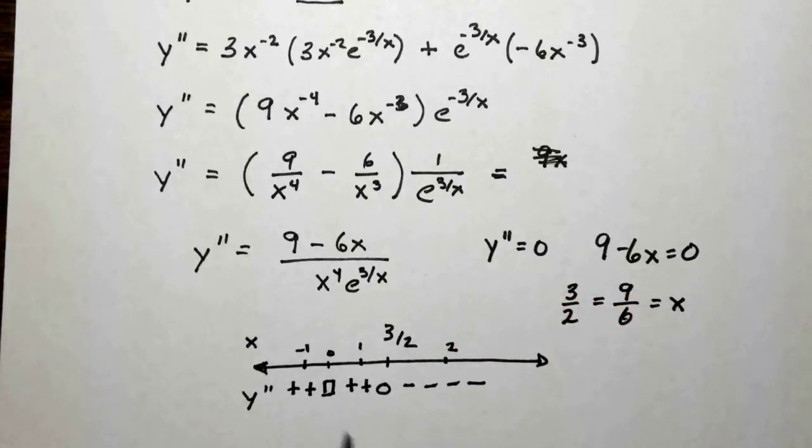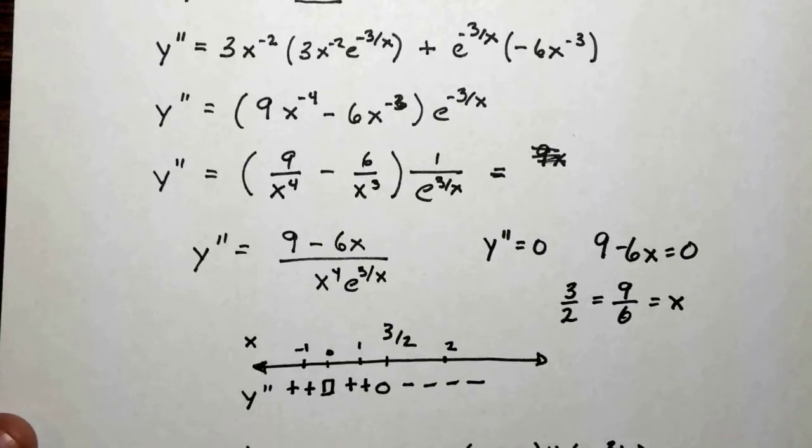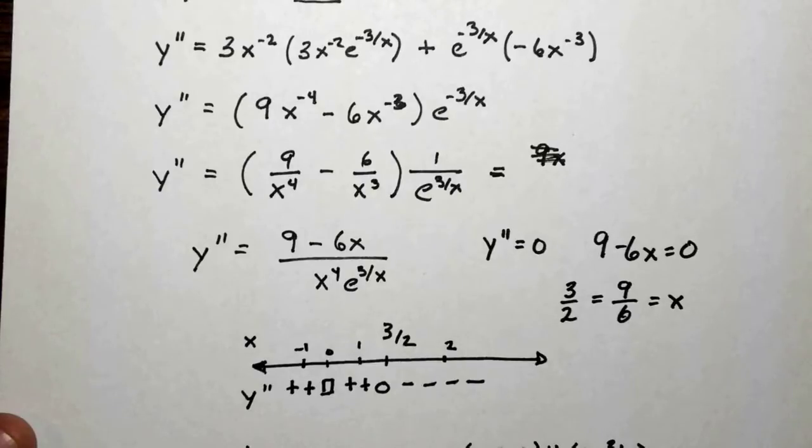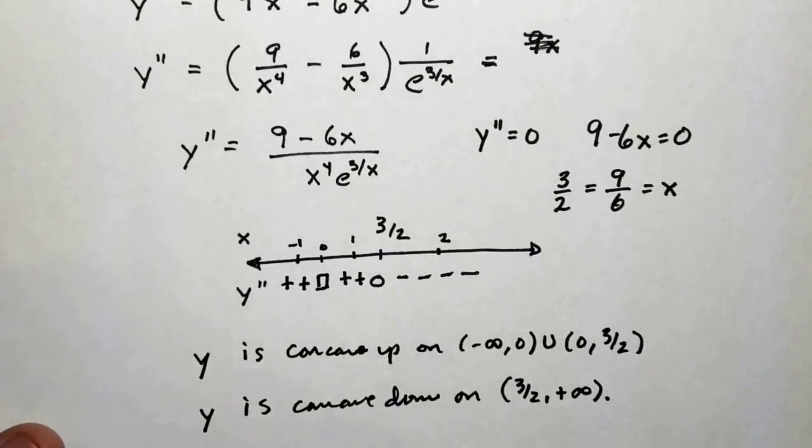And so this particular function, y, is concave up on negative infinity to 0, union 0 to 3 halves, and y is concave down on 3 halves to positive infinity. We have an inflection point at 3 halves, and this is an examination of this particular function.